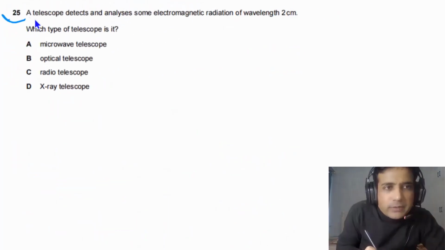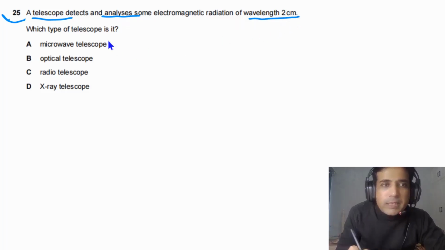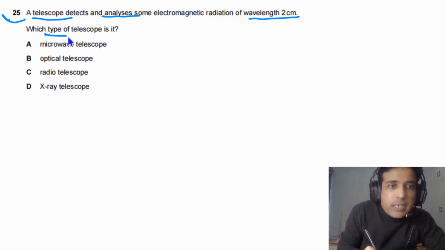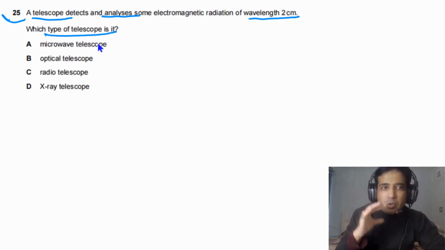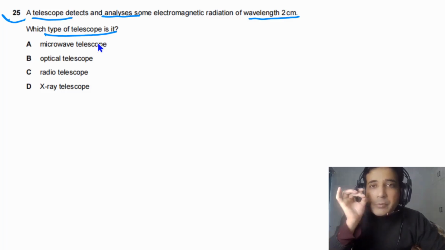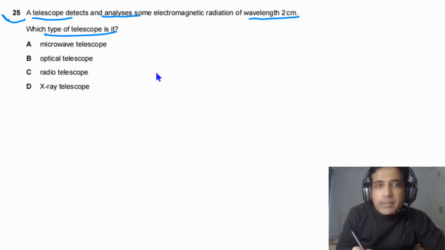Question 25 says a telescope detects and analyzes some electromagnetic radiation of wavelength 2 centimeters. We need to find out which type of telescope it is. Is it a microwave telescope? Is it optical, radio, or X-ray? So we need to understand the type of wave this telescope is detecting, and then based on that we can also find out the type of telescope. So first of all, let's try to understand the wavelength of electromagnetic radiation.